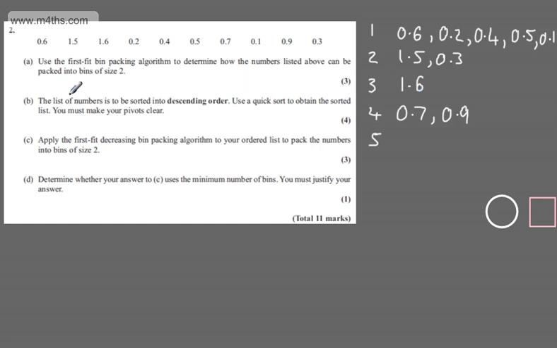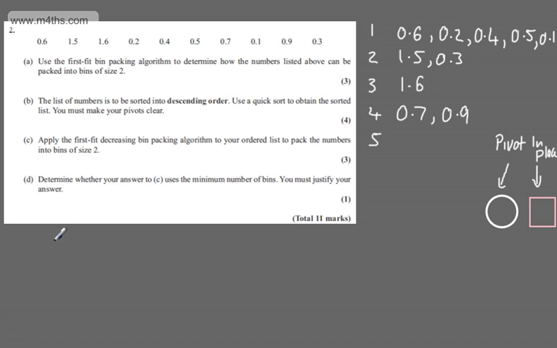In part B, it says the list of numbers is to be sorted in descending order. Use a quick sort to obtain the sorted list. You must make your pivots clear. The question carries 4 marks. So what we're going to have now is our pivot. So I'm going to have a circle as the pivot, and then I'm going to say now that the square is locked in place. If you like, we can say locked or in the correct place.